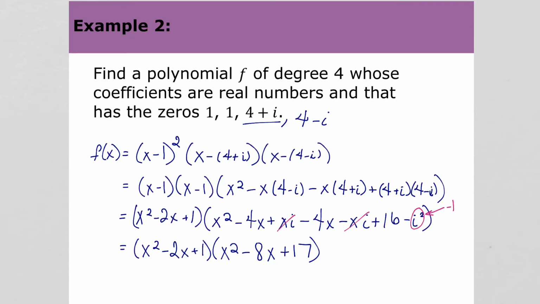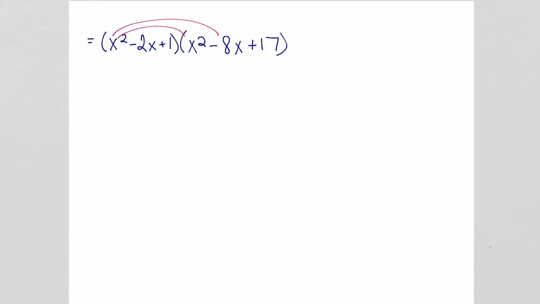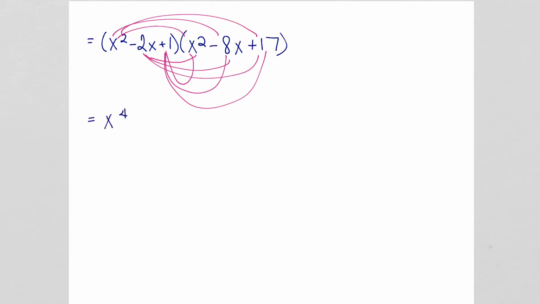Pick this up and take it to the next page because we are not done. Now what we have to do is go through and distribute all of these. So distribute the x squared, distribute the negative 2x, and distribute the 1. Okay, so x squared times x squared is x to the 4th. x squared times negative 8x is negative 8x cubed. x squared times 17 is 17x squared.